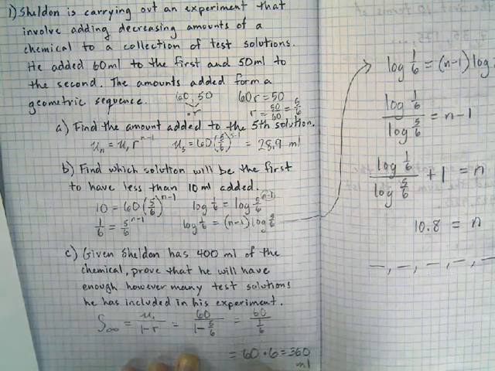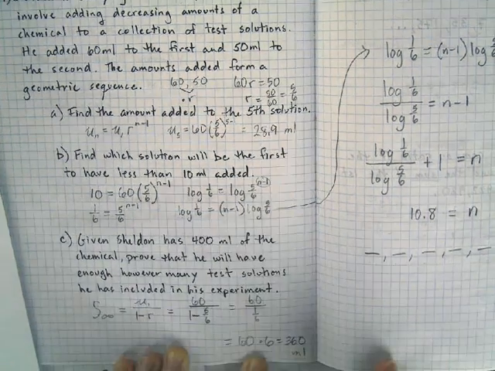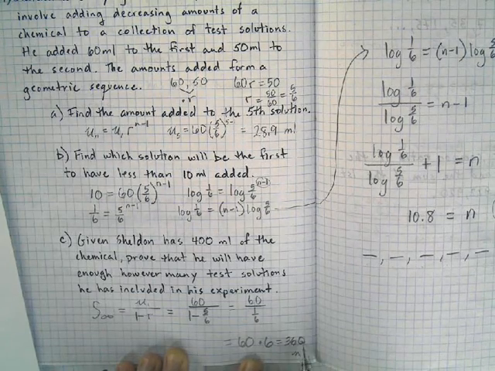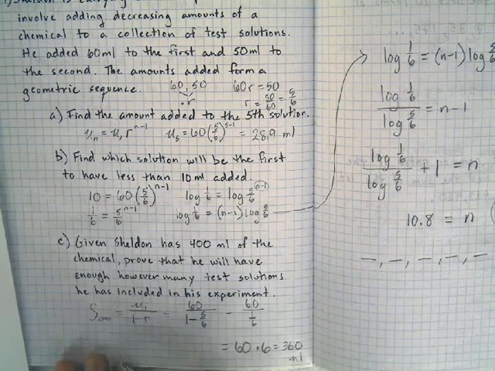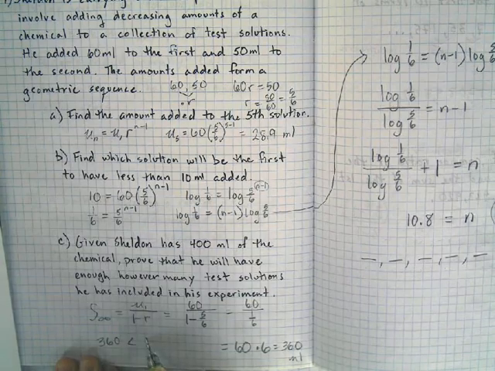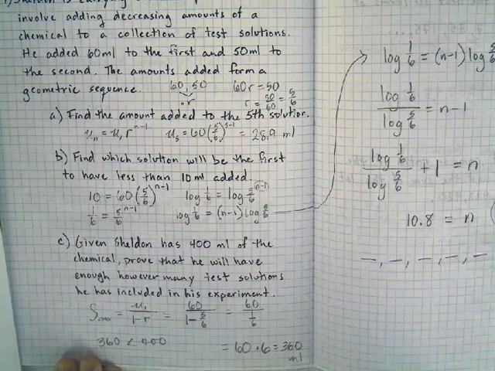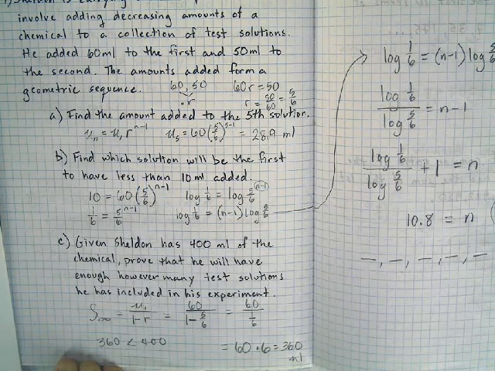If we did an infinite number of experiments, we would only need 360 milliliters, and 360 is less than 400, so we're good. We don't need any more solution. No matter how many experiments he wants to run, he's going to be fine.